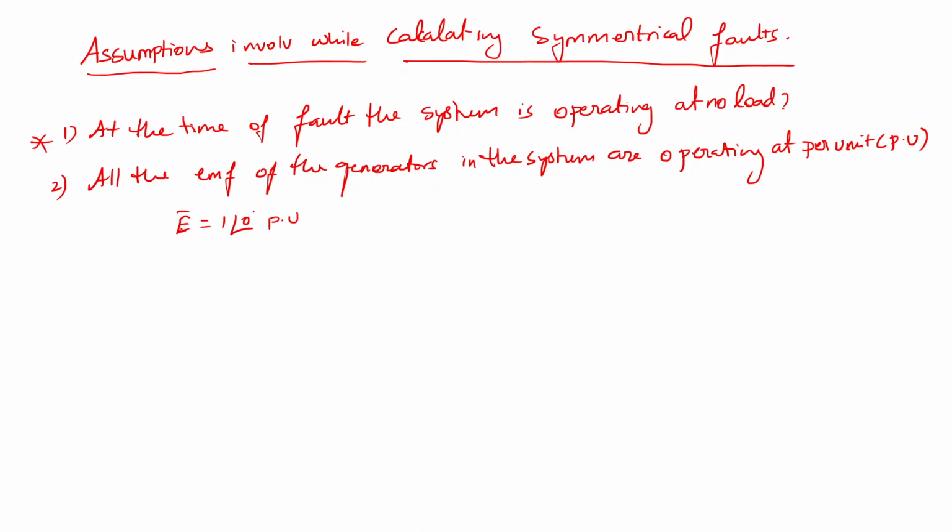Okay, the maximum voltage will be considered for every generator, because there is no load we are considering. Whatever voltage we are applying, the generator will have full voltage, that is 1 angle 0. So the first thing is, all the generators are operating at per unit and the value of the generator is E equal to 1 and angle equal to 0. This is the assumption we are taking for symmetrical fault calculation.